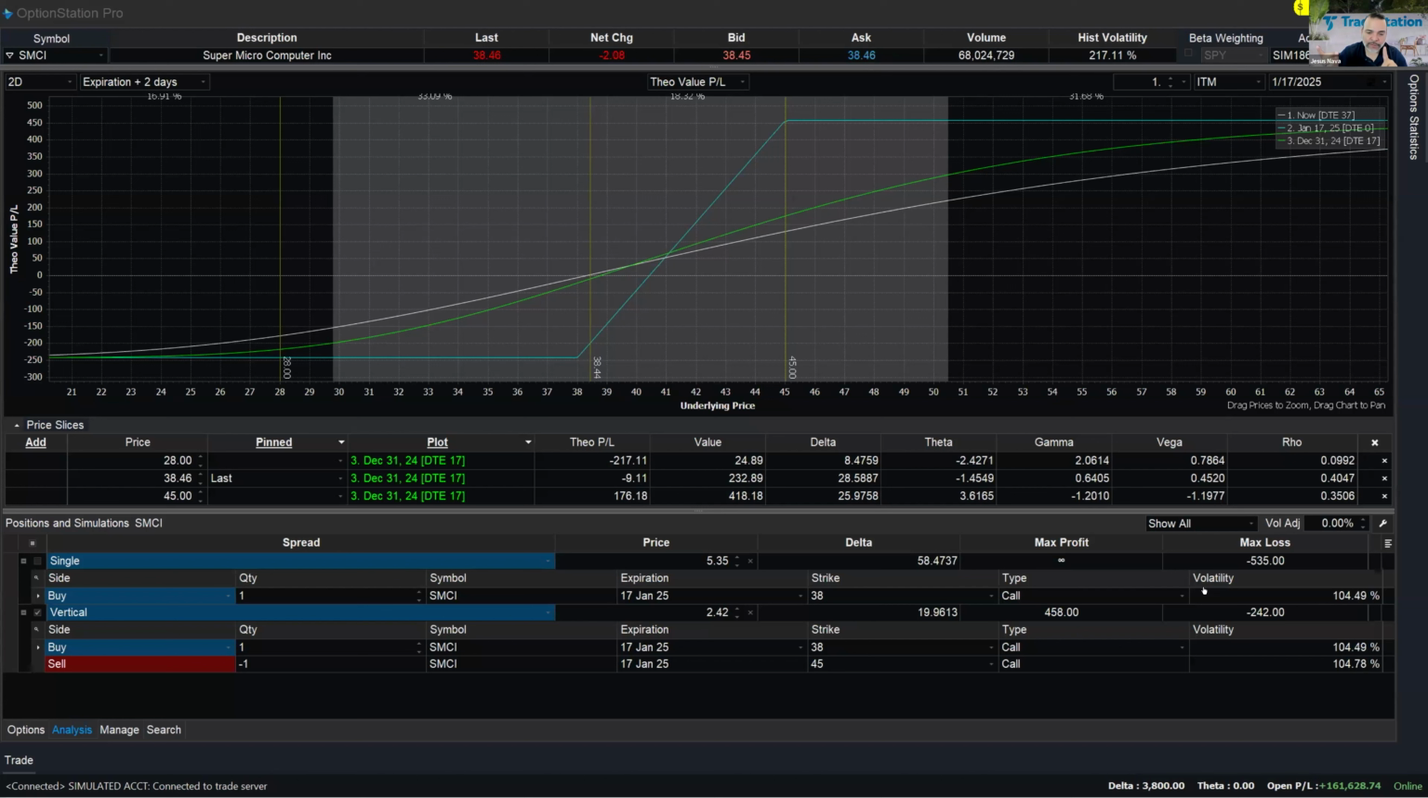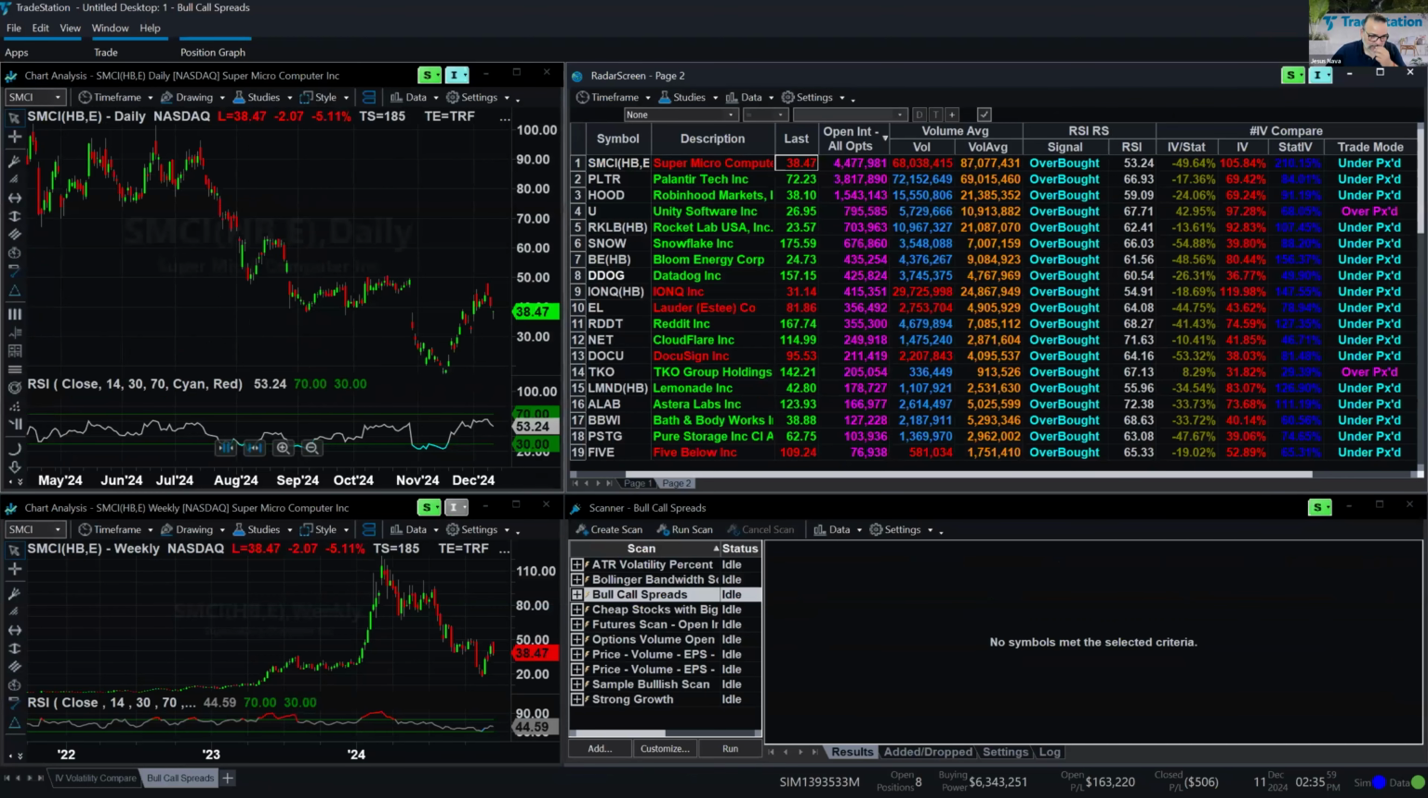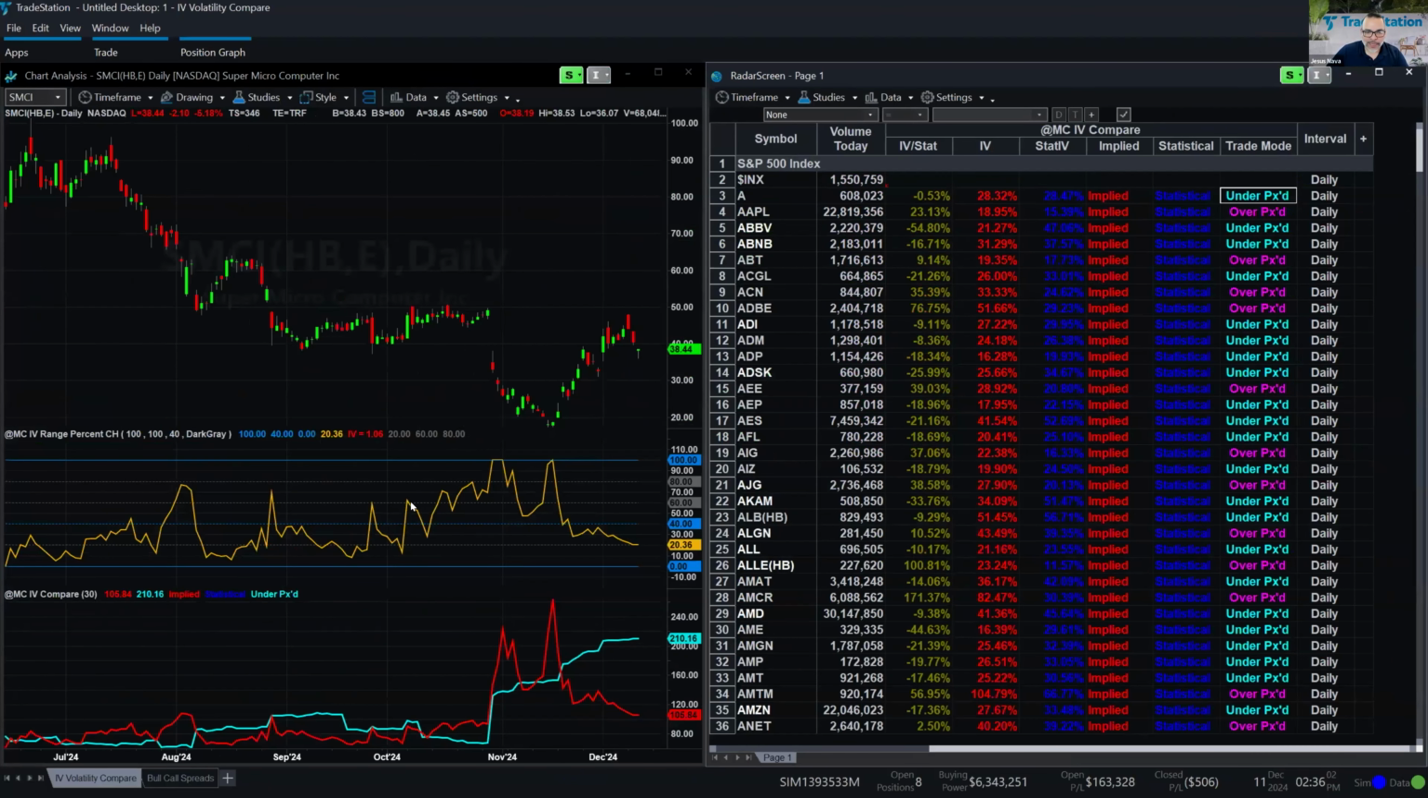Although, again, be aware of the assignment risk, because we don't live in a perfect world, things do happen. And if you get assigned, you do have to be prepared for what that represents. Okay. And we also looked at a couple of indicators. Let me go back here to my TradeStation. We looked at implied volatility and how it stands in comparison to the last 100 trading days, and how implied volatility compares to statistical volatility, which allows you to determine if options are underpriced or overpriced.